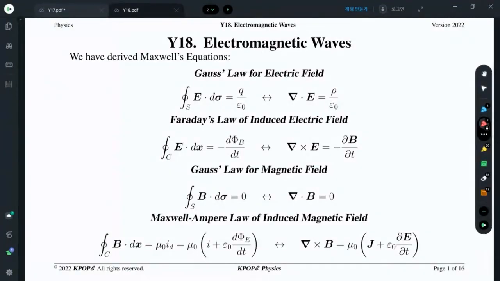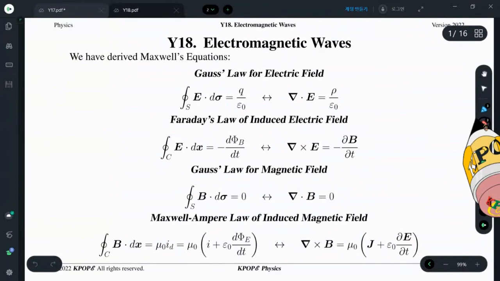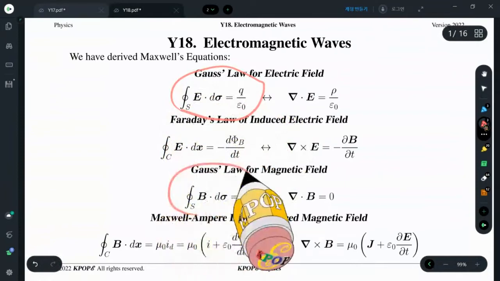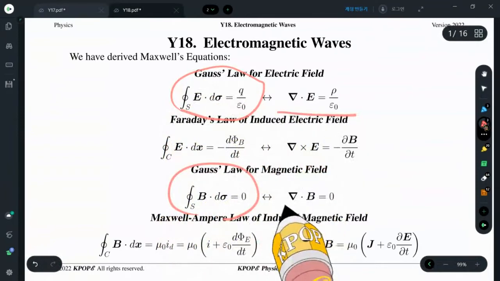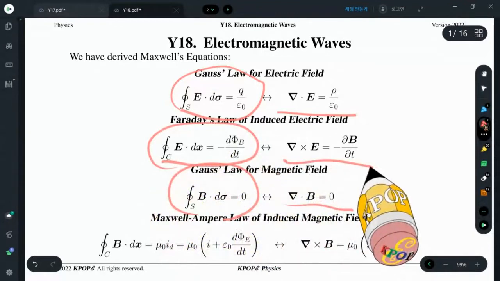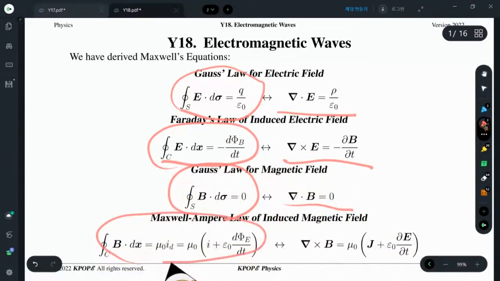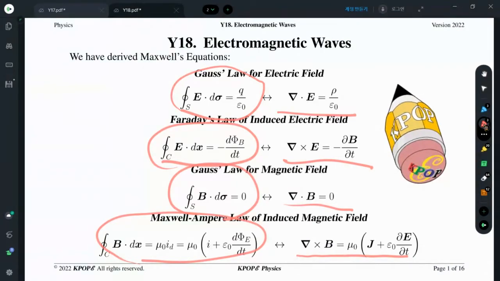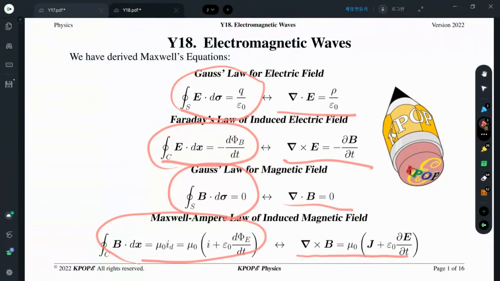Y18 electromagnetic waves. Now we know four Maxwell's equations: two Gauss's laws in differential form, Faraday's law in differential form, and Maxwell-Ampere's law in differential form. In this section, we investigate the propagation of electromagnetic field in free space.